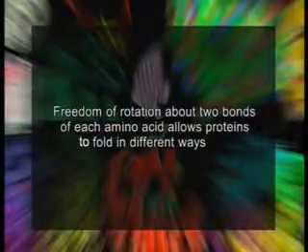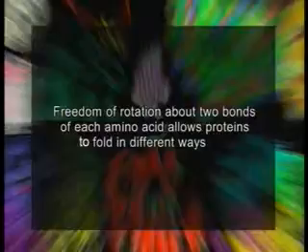In contrast with the peptide bond, the bonds between the amino group and the alpha carbon atom and between the alpha carbon atom and the carboxyl group are single bonds. The 2 adjacent rigid peptide units may rotate about these bonds, taking on various orientations. This freedom of rotation about 2 bonds of each amino acid allows proteins to fold in many different ways.